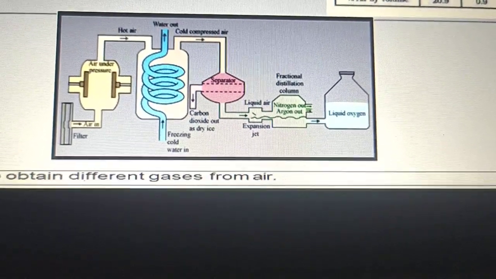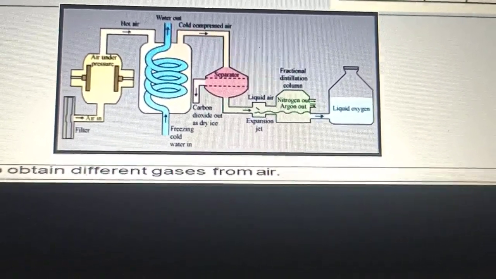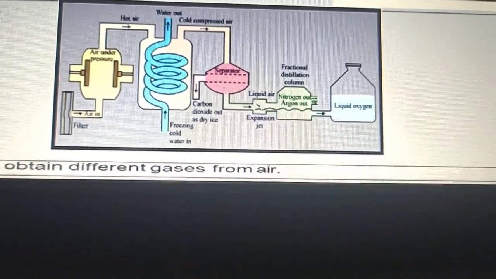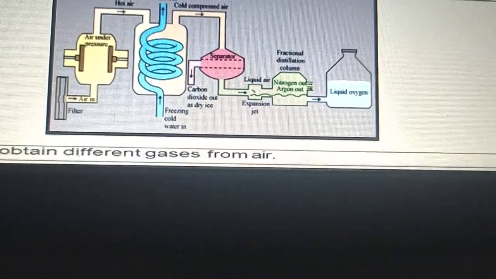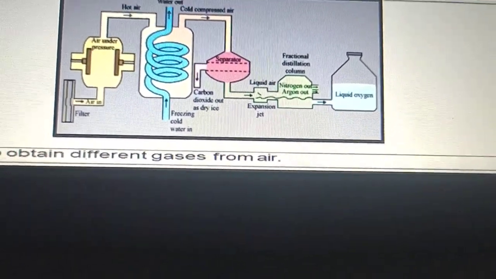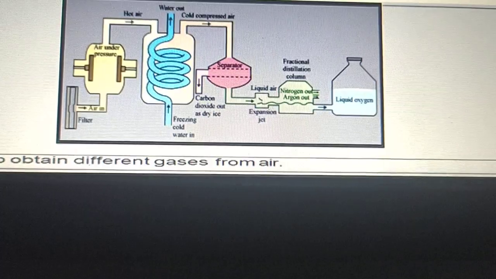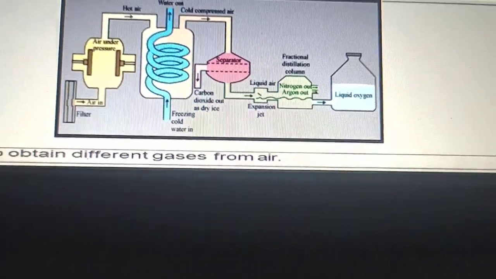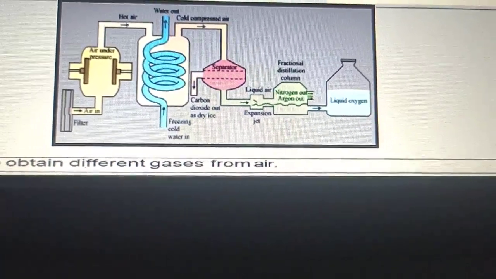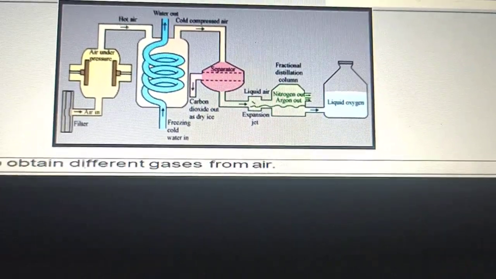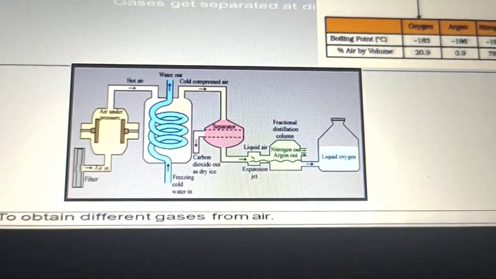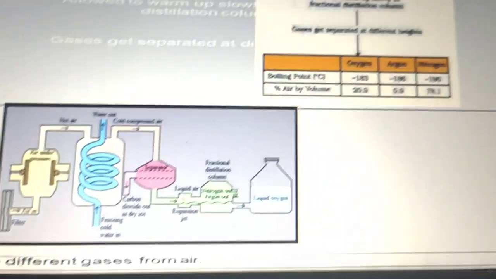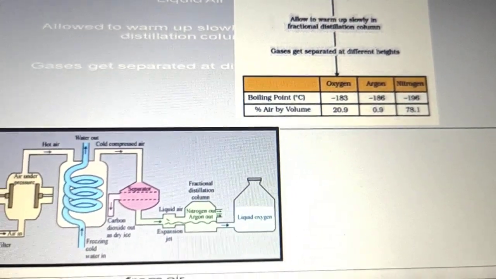Separator separates the carbon dioxide as a dry ice, solid CO2, and then liquid air with the help of expansion jet, nitrogen out and argon out, फ्रैक्शनल डिस्टिलेशन कॉलम को use करते हुए. So if we are using the fractional distillation column, nitrogen gets out, argon gets out, so the two gases get out and the solid CO2 gets out. So here only the liquid oxygen, there is a particular surface level where only liquid oxygen is left. So in this way you can separate these gases, oxygen, argon, nitrogen, and at initial stage solid CO2.